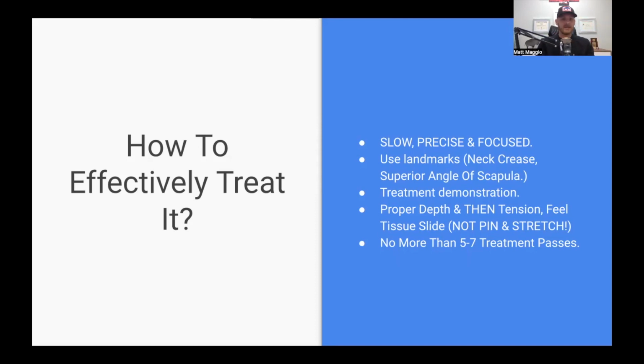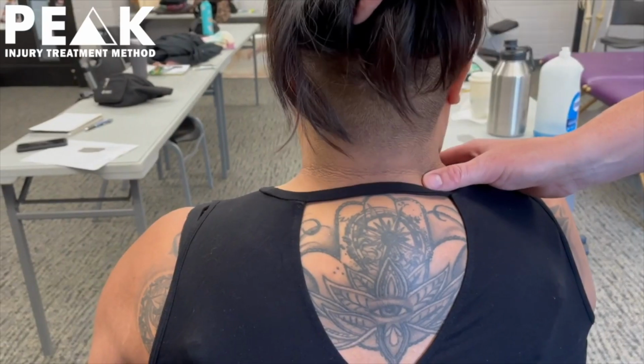So what I want to link up next in the video is a treatment demonstration of me breaking down adhesion in the levator scap muscle. I'll link that up right now. And I'm going to be there.